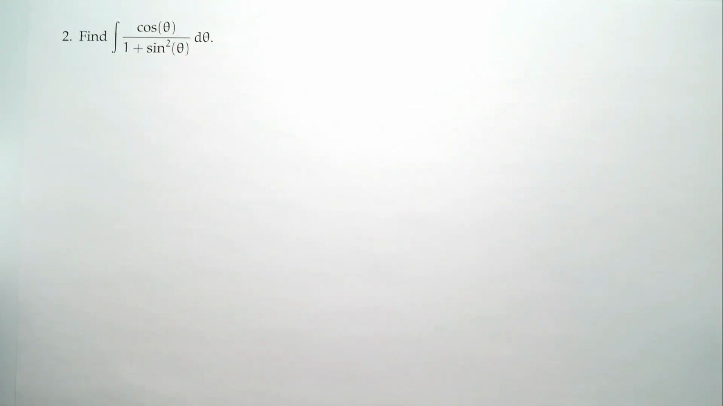All right, so number 2. Find the integral of cosine theta over 1 plus sine squared of theta d theta. Now, of course, you always think about the process. Is this on the list? And the answer is no.